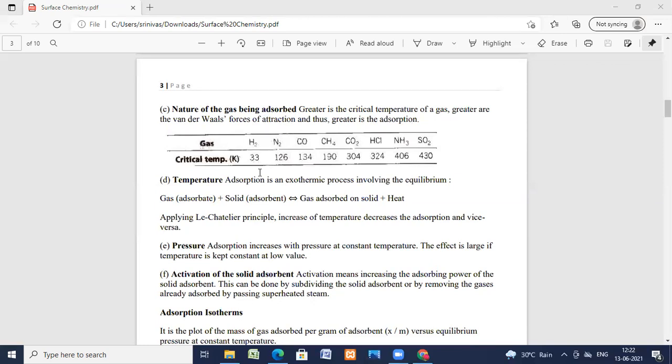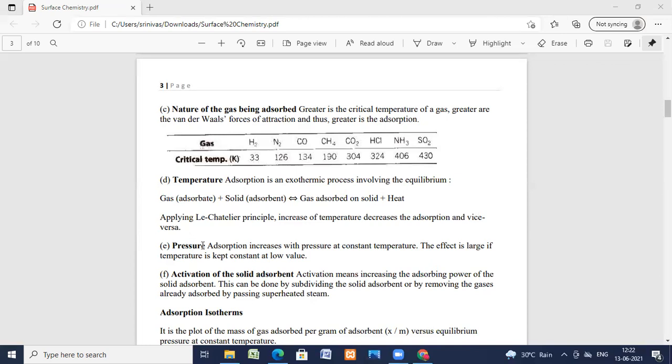Now, coming to the temperature, adsorption is an exothermic process involving an equilibrium: gas plus solid gives gas adsorbed on solid plus heat. We have to apply Le Chatelier principle. Increase of temperature decreases the adsorption and vice versa.